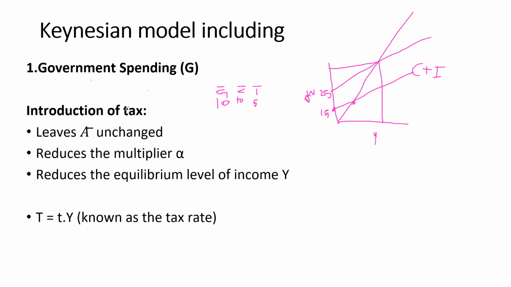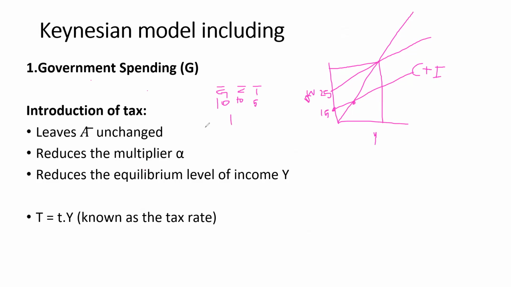We introduce tax because taxes are used to finance government spending. Your taxes leave the aggregate expenditure unchanged, so they do not affect your aggregate expenditure. However, they do affect your disposable income, and they also reduce the size of the multiplier.